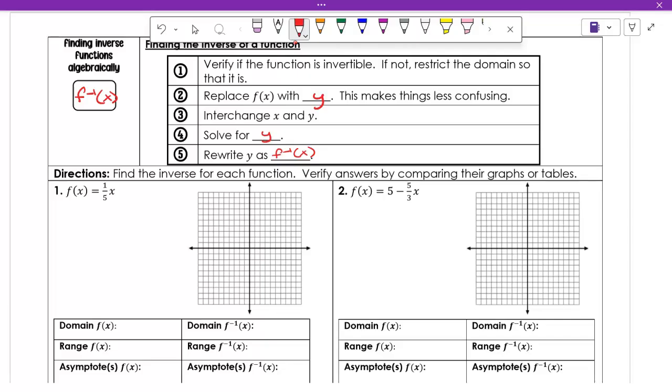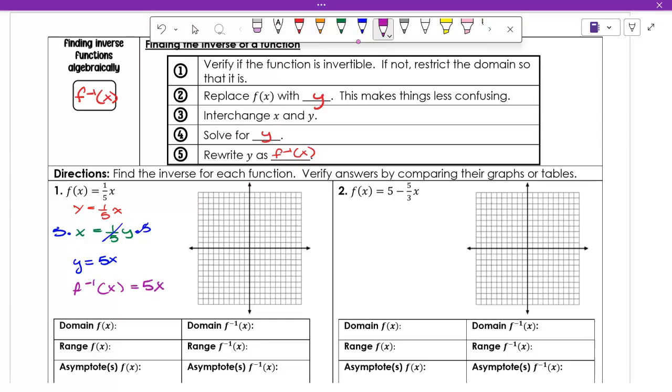Here, instead of having f of x, I now have y equals 1/5x. Now let's swap x and y. So now I have x is equal to 1/5 y. Now I need to do step number 4 and solve for y. In order to get y by itself, it's multiplied by 1/5, so let's multiply by 5, the reciprocal. That will get that 1/5 over to the other side, and so y is equal to 5x. Last step, I'm going to write that as f inverse of x is equal to 5x.